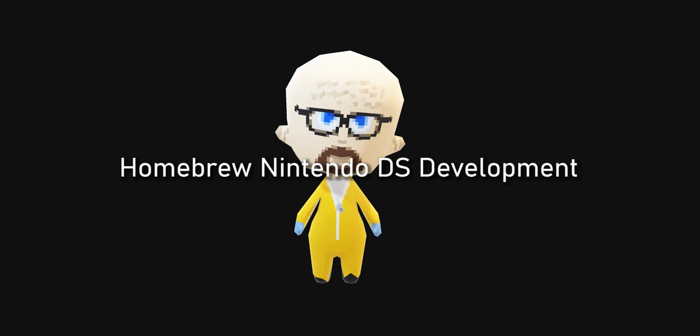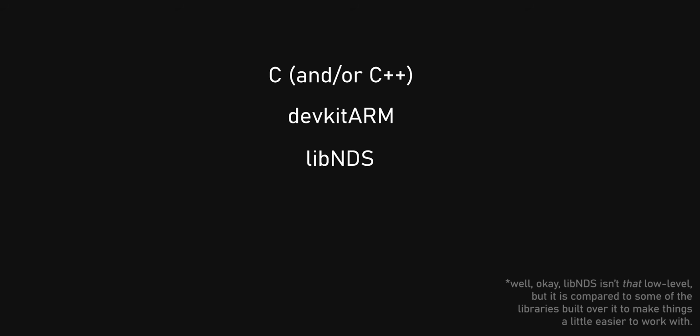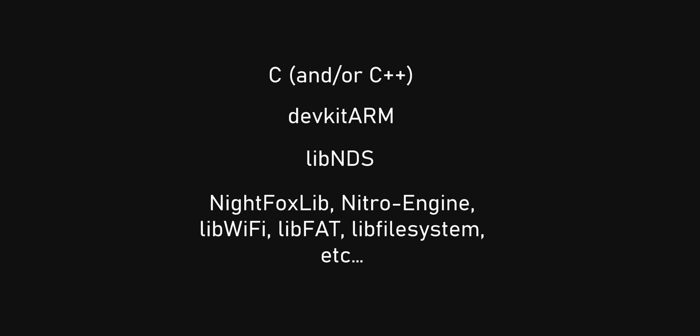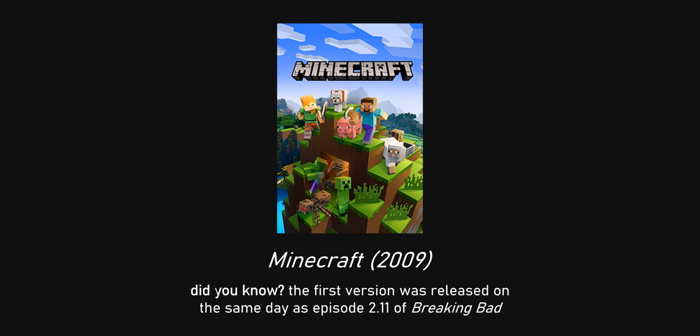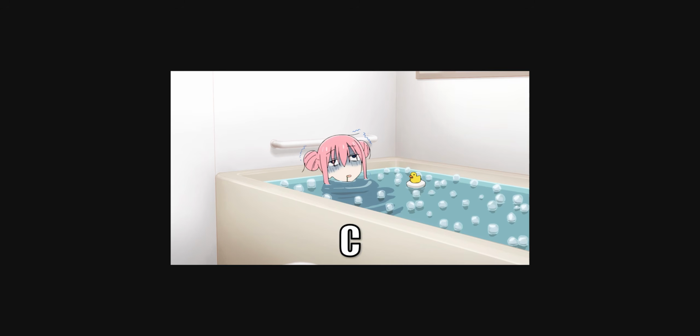Homebrew Nintendo DS development revolves around a few key concepts. The C, or C++ in this case, language, the DevKitARM project by the devkitPro people, the low-level libnds homebrew SDK, and a whole bunch of awesome community libraries that interface with libnds. As someone with a background in writing Minecraft Java plugins and all things, diving into the literal C was like having an ice bath while being electrocuted.